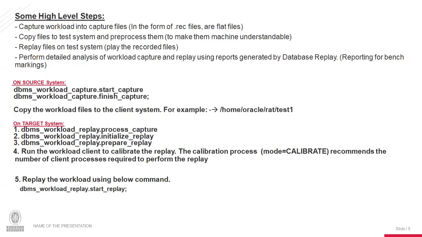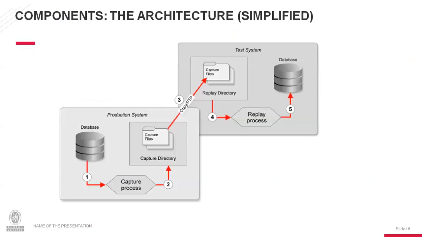Okay, so actually I was not interested in mentioning the steps, but this is how it easily looks. These are some high-level steps. First of all, you capture the workload into capture files in the form of record files, which are basically flat files, and then you copy the files from the test system to the test system and then pre-process. I think this slide should come later on. I think this is the real architecture.